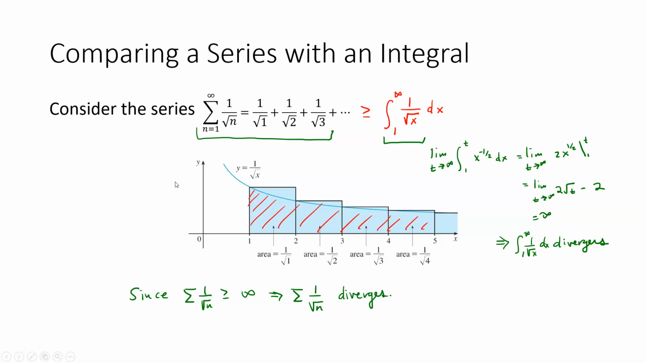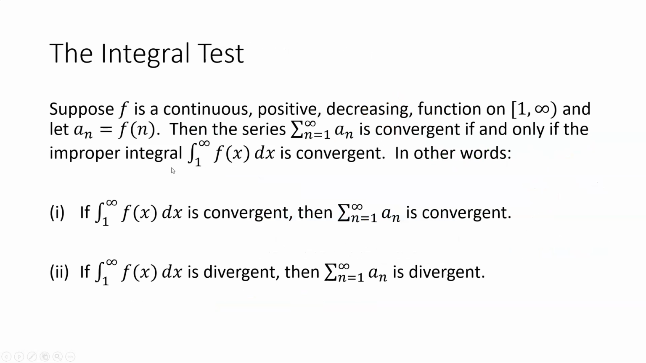Now, let's put this into a more formal test. What the integral test says is that suppose I have a continuous, positive, decreasing function on the interval from 1 to infinity. Like we saw in the last few examples, we're looking at some function that's decreasing as it goes to the right. So we're going to suppose that our series has terms that are given by points on that curve.